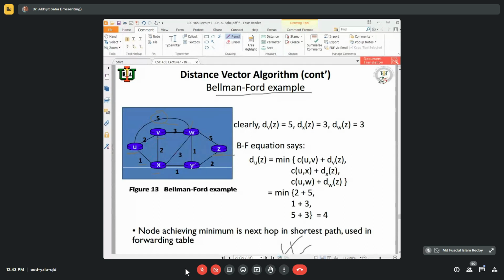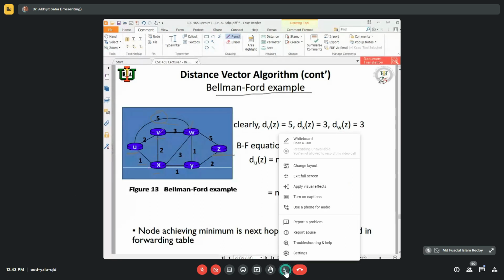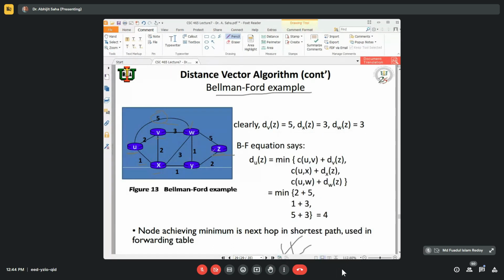Y is not directly connected with U, and Z is not directly connected with U. So who are your direct neighbors from the source? That is W, X, and V. So that means I can understand that there can be minimum three paths from U to Z through the three direct neighbors. So I have to find out, with the Bellman-Ford equation, which out of these three paths is going to be my least cost path.